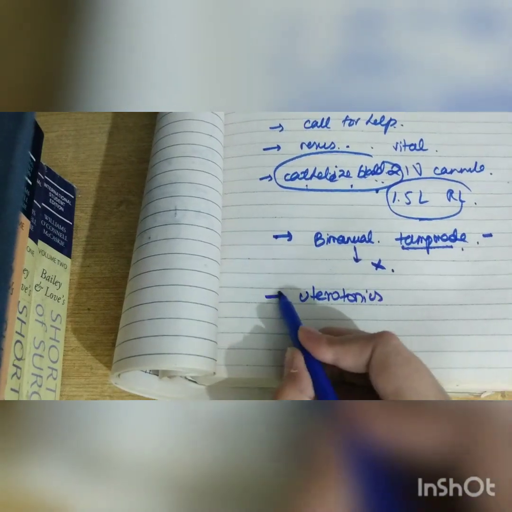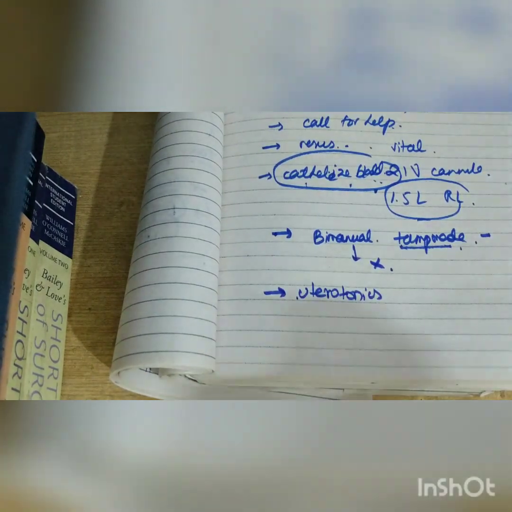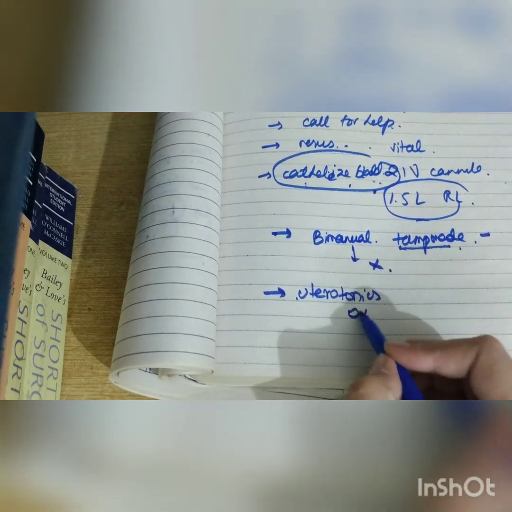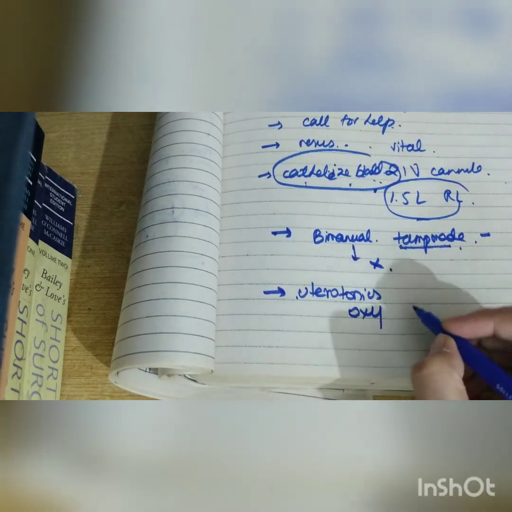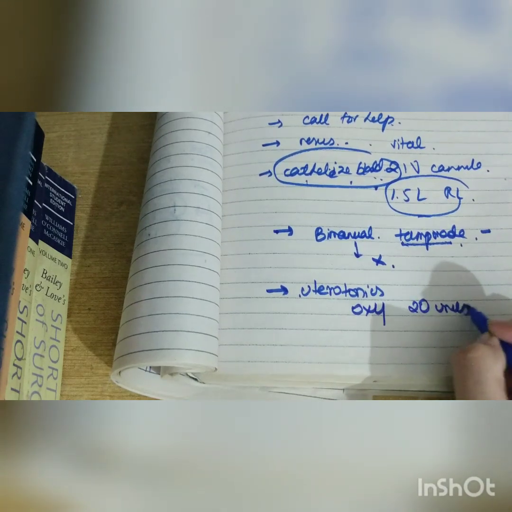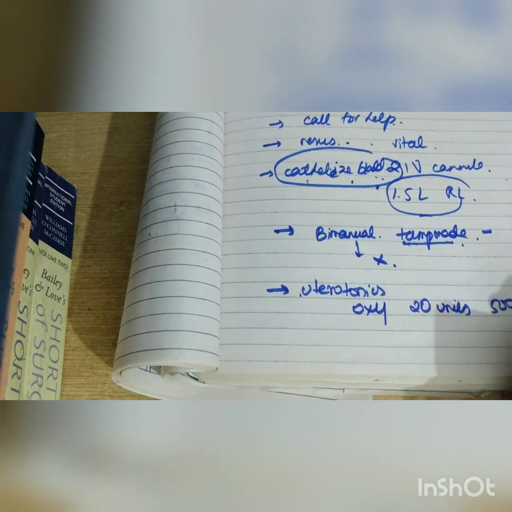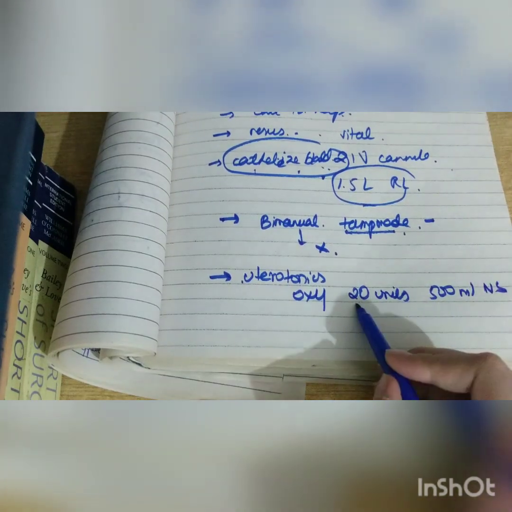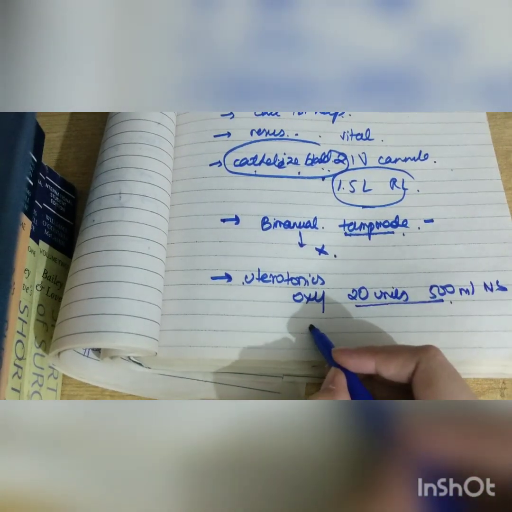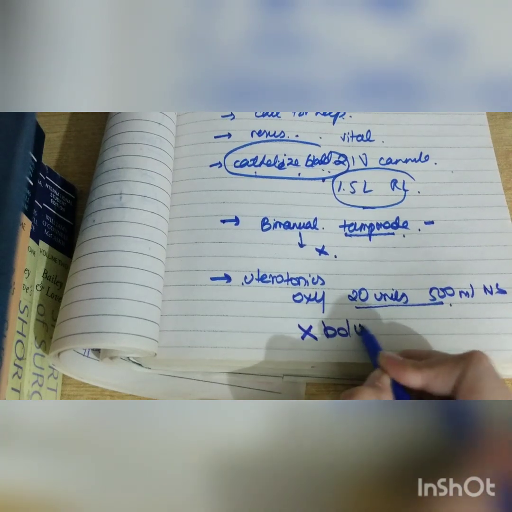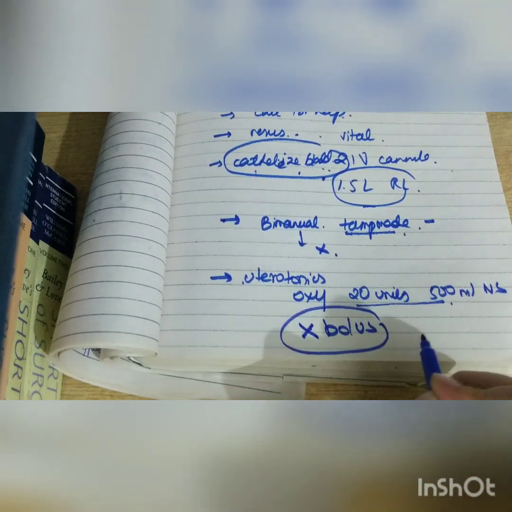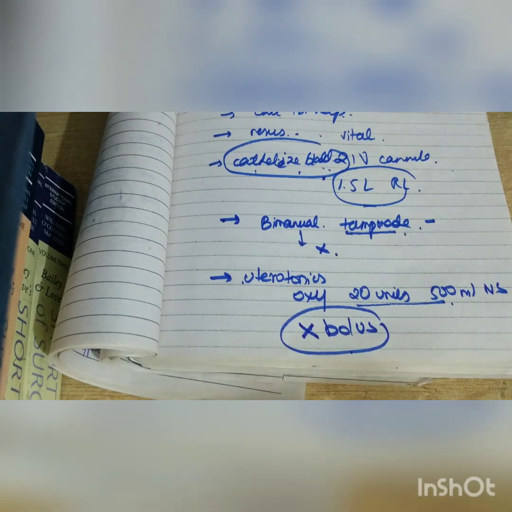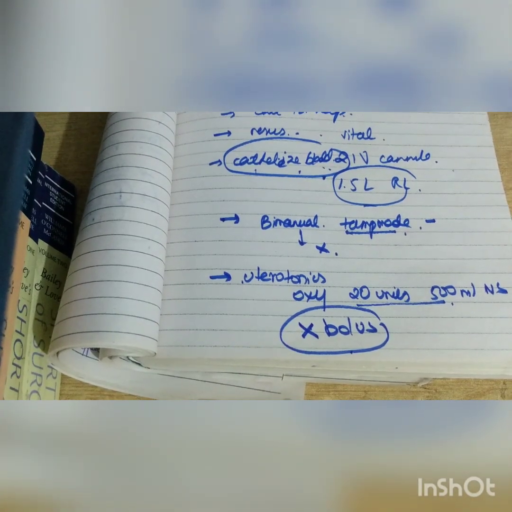In uterotonics, we have different options, but the option that we mostly use is syntocinon. Of course, we are going to give oxytocin. Let's say we are going to give 20 units in 500 milliliters of normal saline. Always give an infusion. Never give a bolus, because a bolus, no matter how emergent or severe the condition is, is going to cause hypotension. It's going to worsen the situation. So never give a bolus. Always give an infusion.